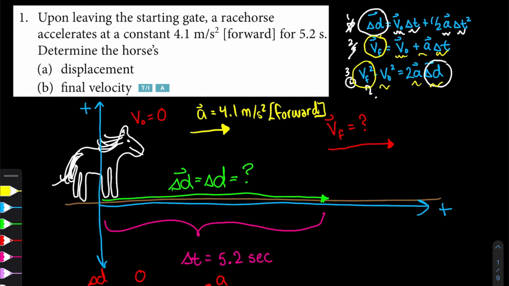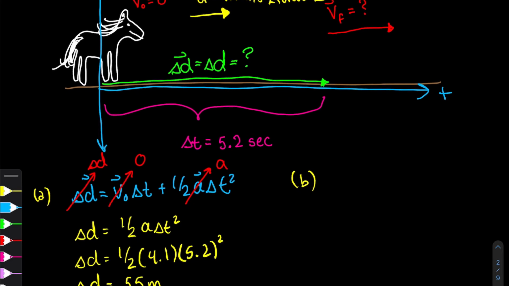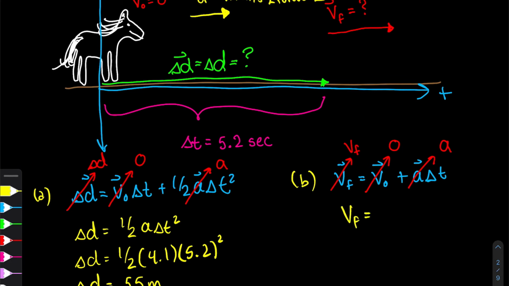So let's first rewrite it, put in what we're given before we substitute in the values. Our final velocity is positive, and it's because it points to the right. The horse started from rest, and our acceleration pointed to the right, so we take it as positive. Simplifying to V final equals A delta T. Substituting in our values, we get approximately that the final velocity is 21 meters per second.